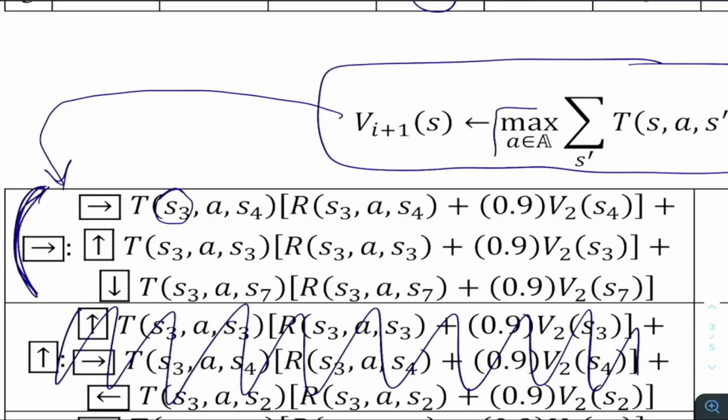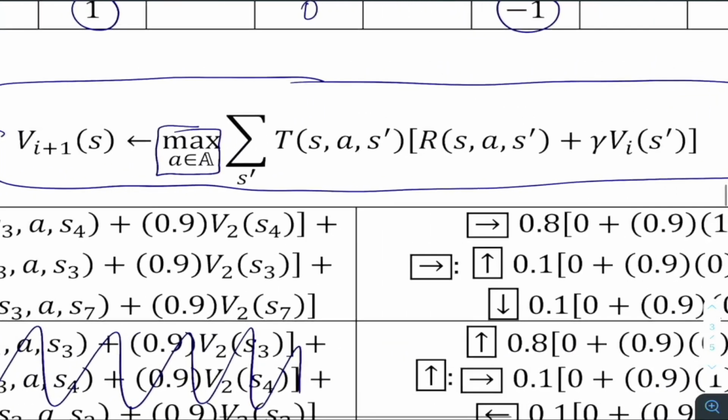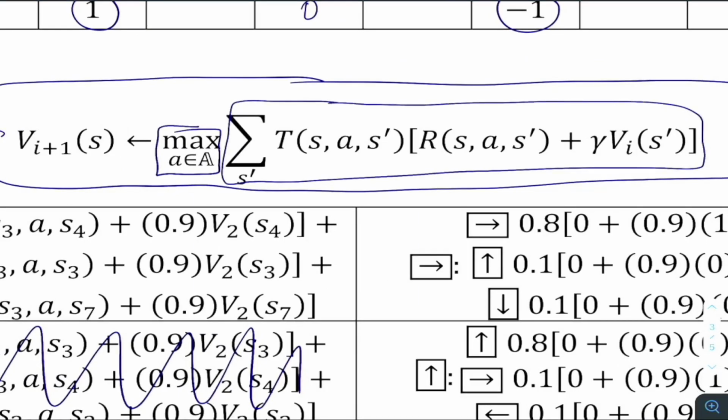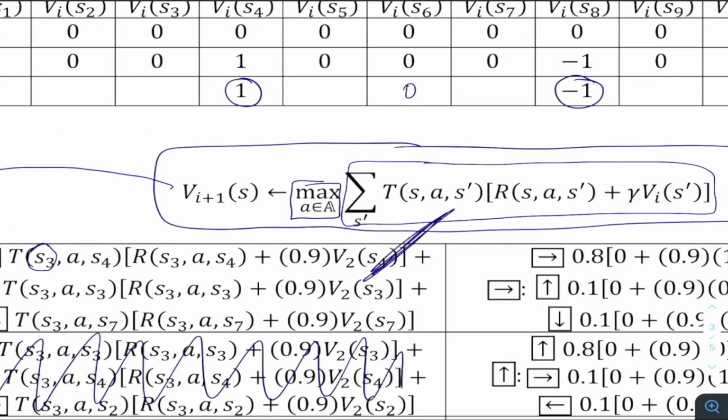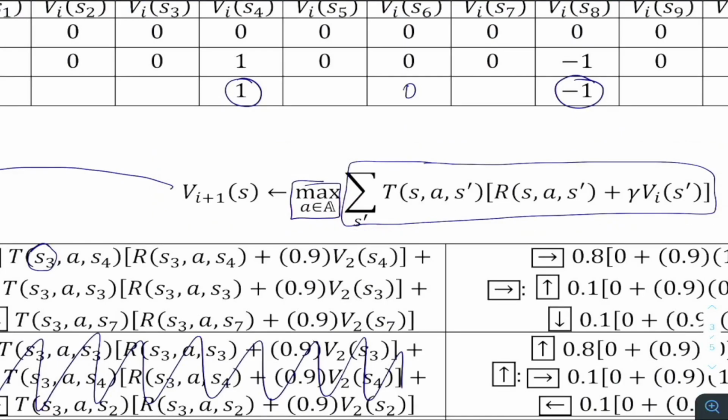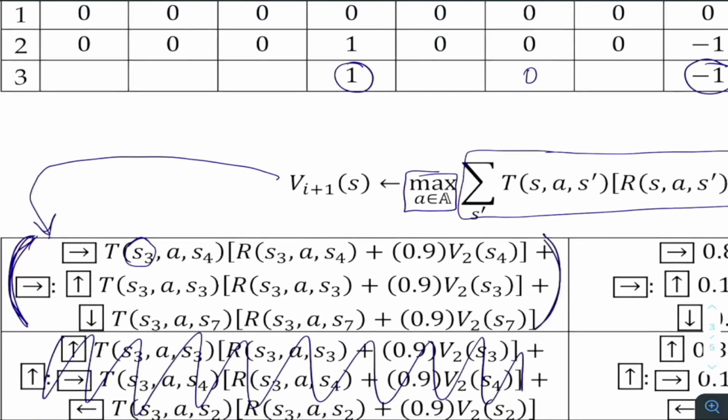First of all, what does it say? It says maximize over action. How many actions do we have? We have 4: right, up, left, down. So let's calculate, starting from right, the value of that term for each action, and then see what the maximum one is among them. This is the same thing, this equation, the Bellman equation.